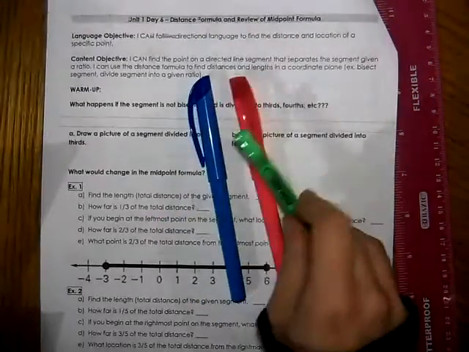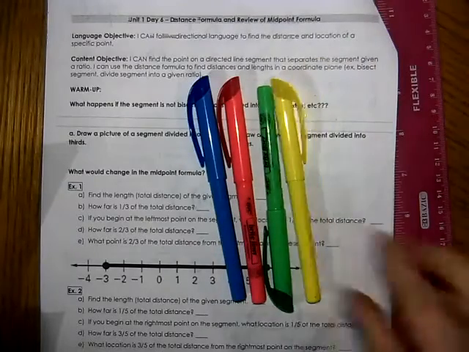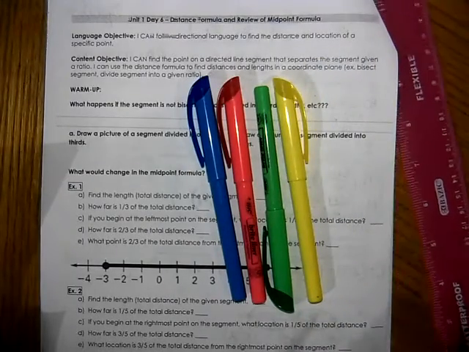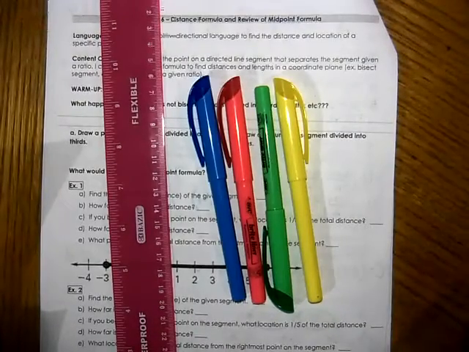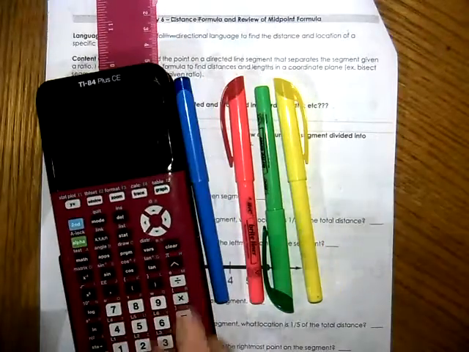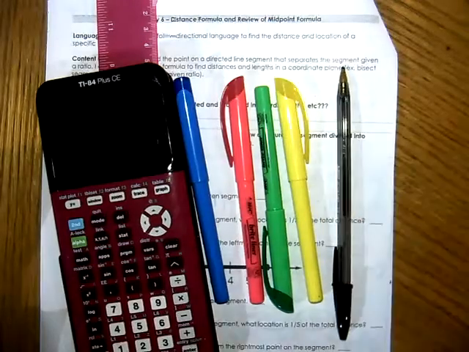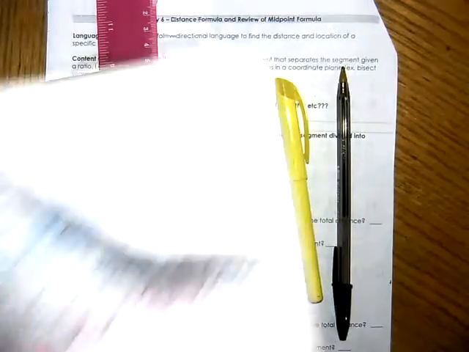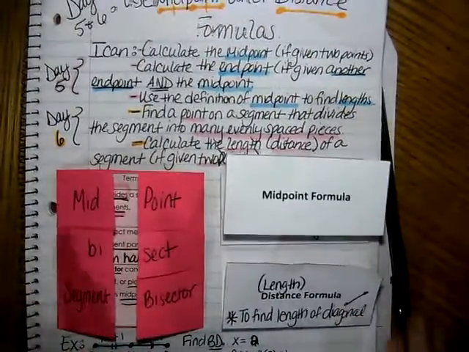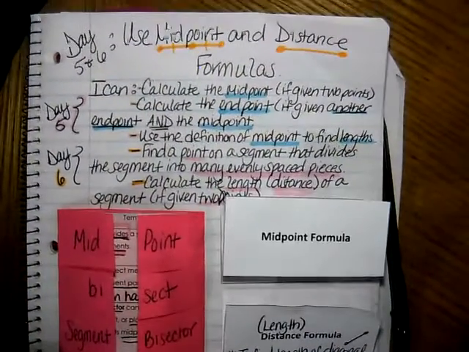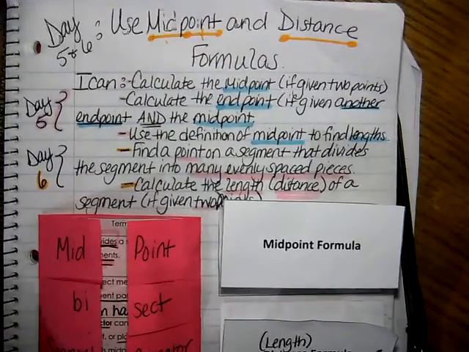You'll want to have some colors for highlighting. You might need to have a straight edge because we will be graphing some segments. You may need a graphing calculator or any calculator for that matter, something to write with, and your interactive notebook to reference. To start off this lesson, I want to refer back to the interactive notebook.